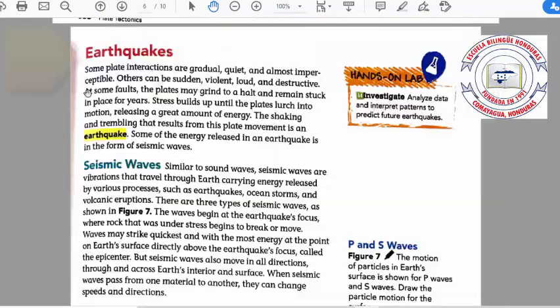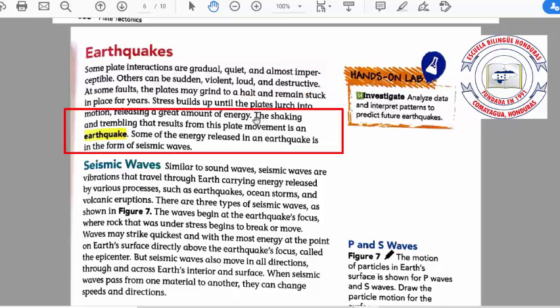We're gonna talk about the earthquake. Some plate interactions are gradual, quiet, and almost imperceptible. Others can be sudden, violent, loud, and destructive. Underline this part, guys, about the earthquake.